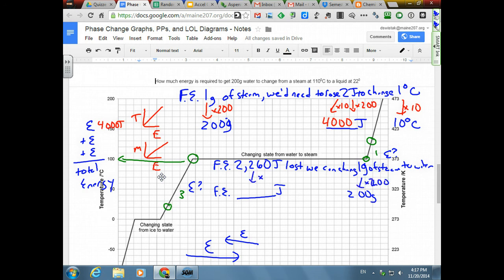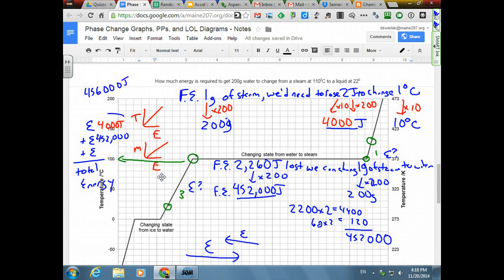Alright, and you say, Mr. Swistak, this 2,260 times 200, that just seems way too hard. And to that I say poppycock. 2,200 times 2 is 4,400. And then 60 times 2 is 120. So this is 4,520. And then it's not times 2, though. It's times 200. So I got to add 2 more zeros. So this is 452,000 joules. So again, here's my 452,000 joules. So far I'm at 456,000 joules by adding these two numbers together.